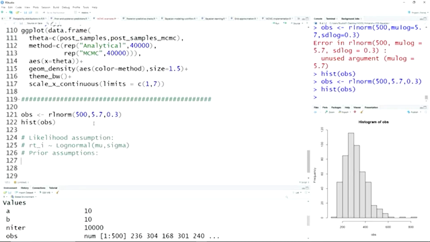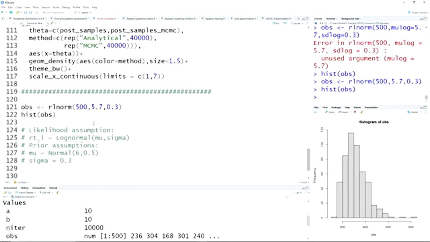And then you make some prior assumptions, and your prior assumptions are like this. For parameter mu, you make a prior assumption that mu comes from a normal distribution with mean 6, standard deviation 0.5, and for sigma, you assume sigma is fixed. So let's say sigma is known for the simplicity of the problem, so we can deal with it later. Okay. So these are your model assumptions.